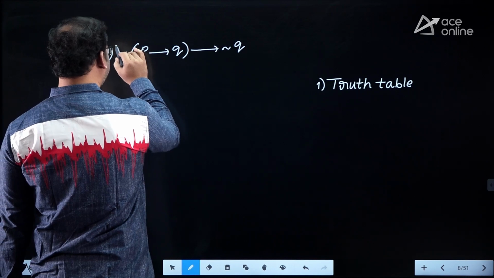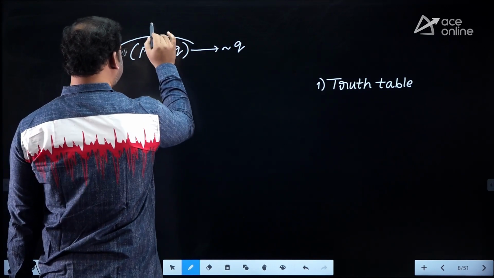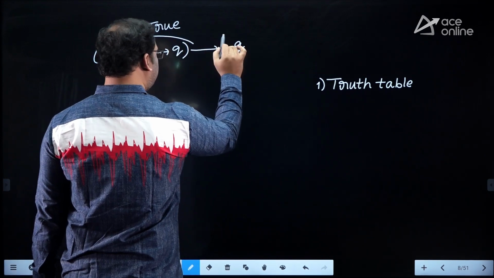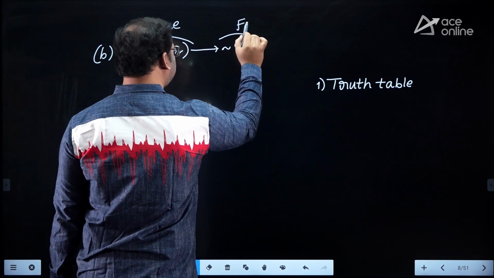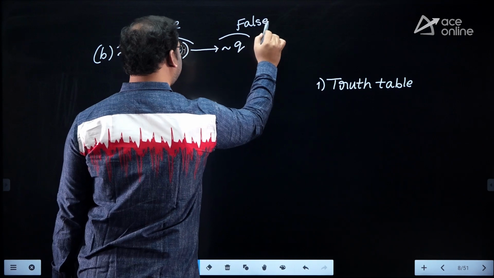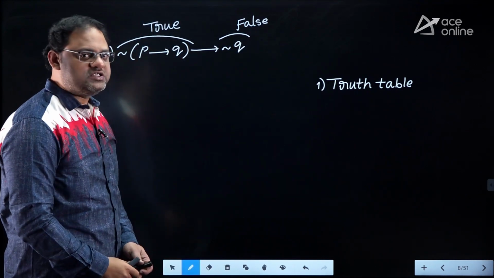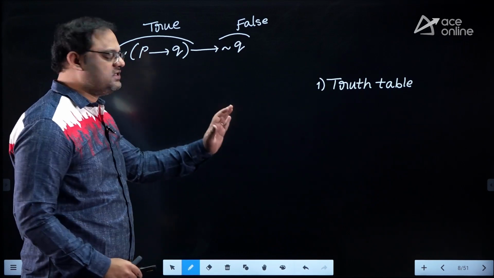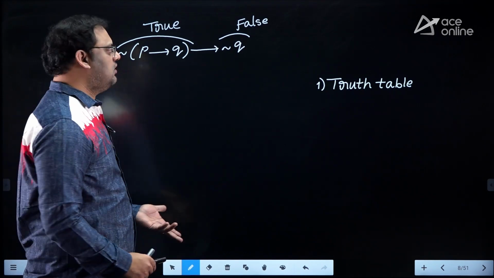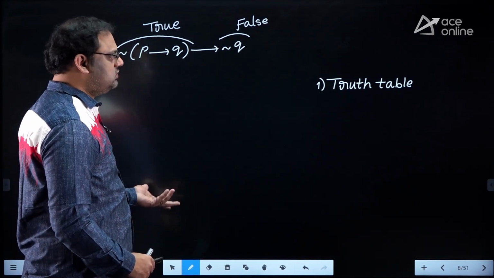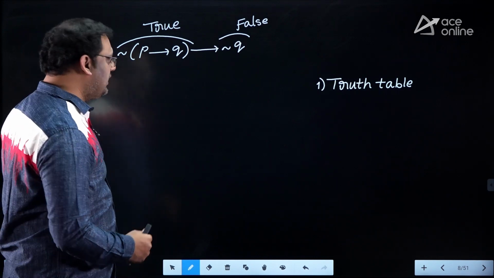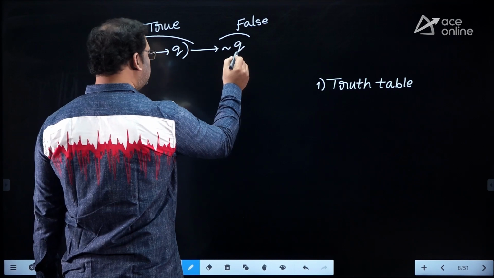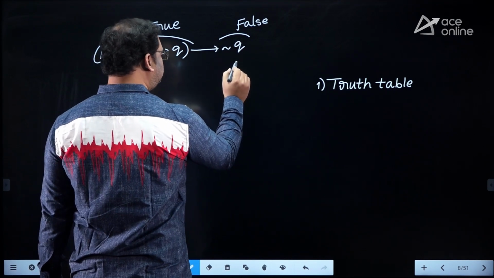So when will it be false? If I show that the first part is true and the second part is false, then I can say it is not a tautology. Let us consider negation Q is false. I feel this consideration is easy.